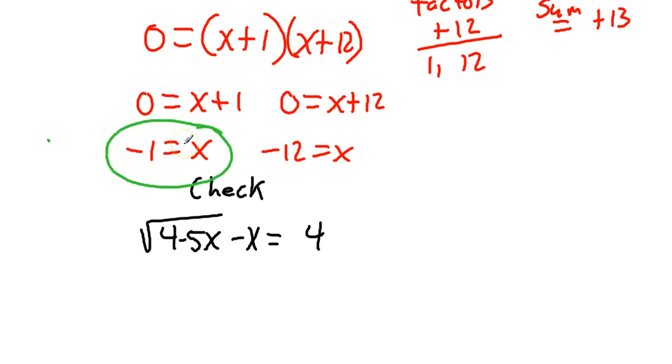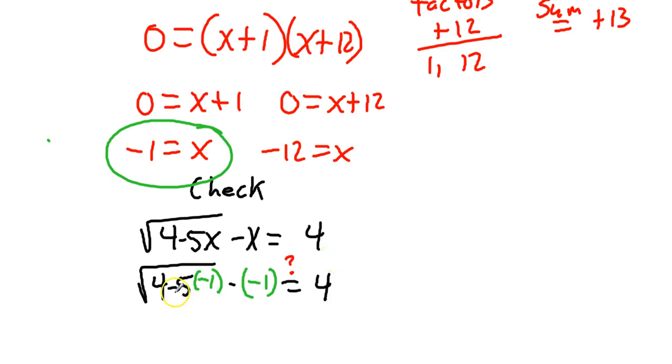Okay, so we'll start with -1 first. So if we plug in the -1, again, when you're not sure about numbers, I'd say put them in parentheses. So you've got 4 minus 5 times the -1 minus -1. And our question mark is, does that equal 4?